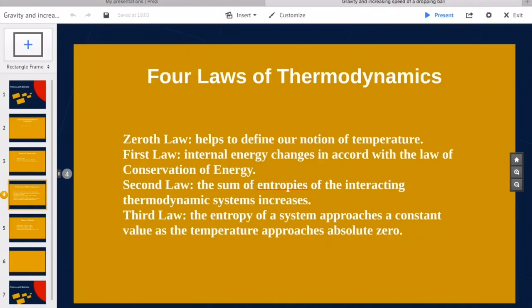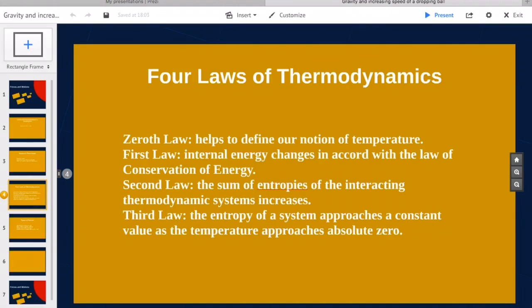The second law and the third law are going to focus on entropy. When you see the word entropy, decent chance we don't know what it means, which makes it really hard to interpret the second and third law. Entropy just basically means some measure of disorder in thermodynamics. So that's still even a little bit confusing. Second law, the sum of entropies of the interacting thermodynamic systems increases. Third law, the entropy of a system approaches a constant value as temperature approaches absolute zero.